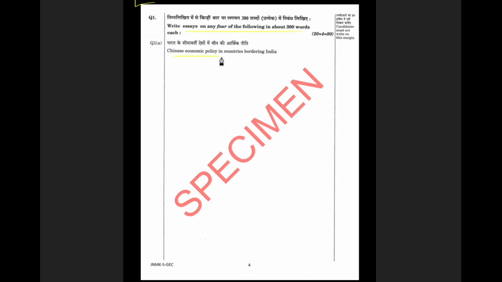Again the question is here: Chinese economic policy in countries bordering India. I will be teaching this topic next. You have your first page, you write your introduction here, you explain what the topic is or what the current relevance is.